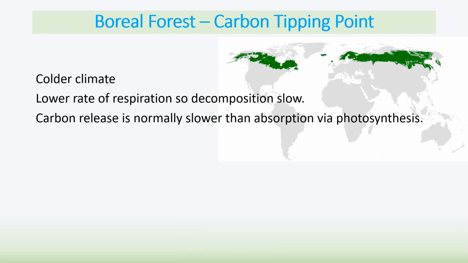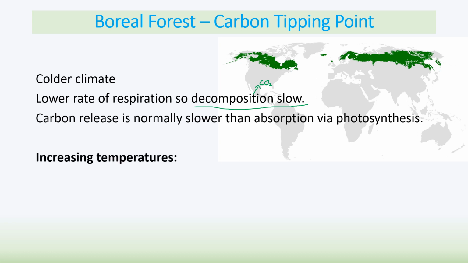Another area where this has been seen is in the boreal forests. Boreal forests exist in colder climates. In the UK, northern Scotland would be the only place we'd say is a boreal forest. Lower rates of respiration occur here because the temperature is so low, so enzymes work slowly. Decomposition is therefore a very slow process. When decomposition happens, it does release carbon dioxide into the atmosphere, but because this is slow, the levels of carbon dioxide are reduced. Therefore the plants normally absorb more carbon dioxide via photosynthesis than is released.